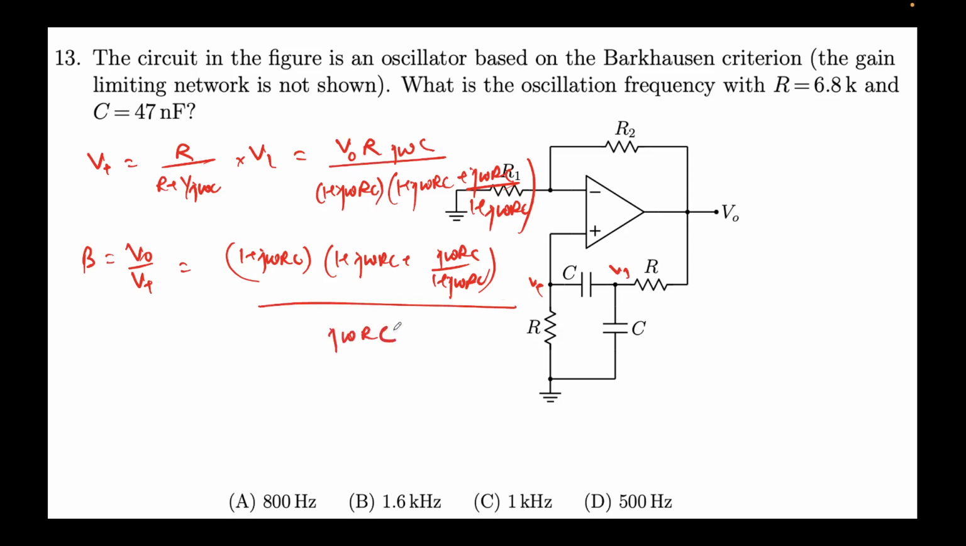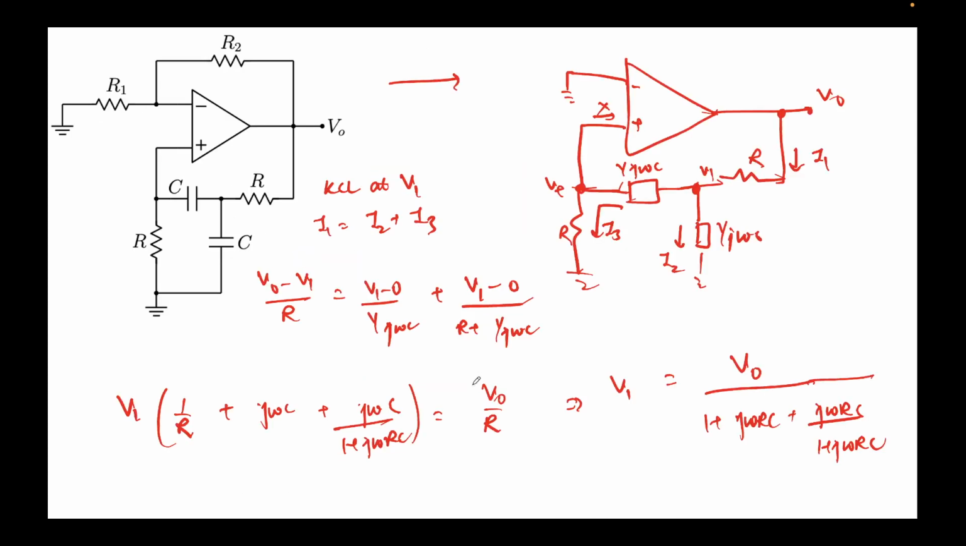j omega RC. Now if you take this term inside, multiplied by 1 plus j omega RC, you will get 1 plus j omega RC whole squared plus j omega RC over j omega RC. So these are the terms that we are getting. There might be a mistake somewhere. Let me just see. Did I make a mistake somewhere? So this is correct. What about this?